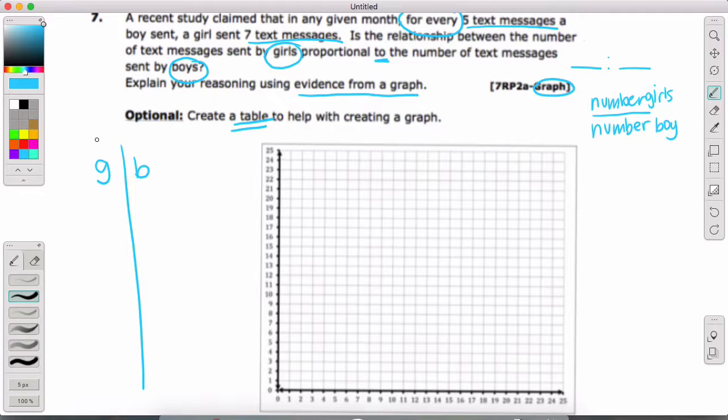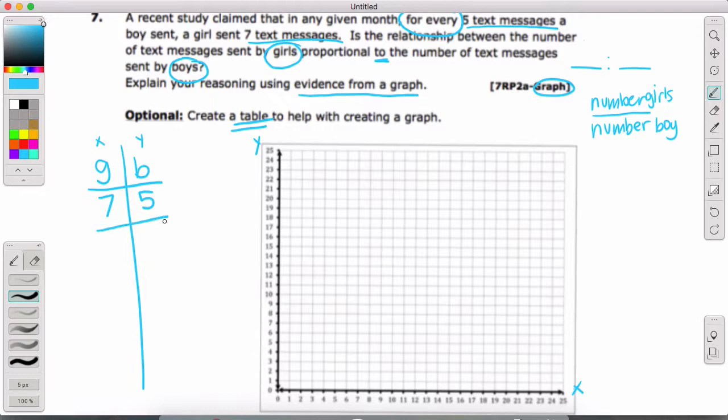Notice on the graph we're going to put X and Y. We're going to keep track of our Y over here and our X over here, but I'm going to use G and B just so you can keep track of what we're talking about. So it says for every 5 text messages a boy sent, so we have 5 text messages from a boy, a girl sent 7 text messages. Oh, I'm sorry, I said that wrong. For every 5 text messages sent by boys, there are 7 text messages sent by girls.